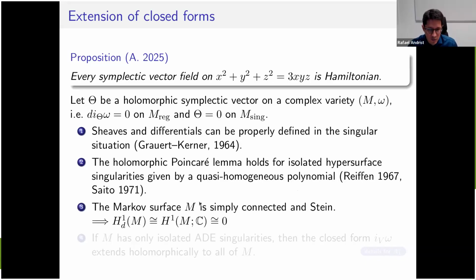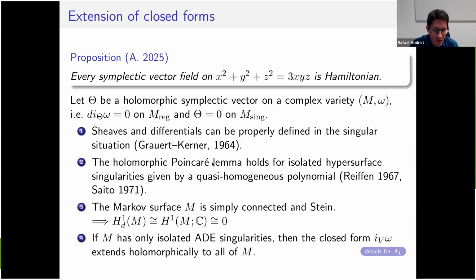Then we can use the standard argument from sheaf cohomology, and we get that the first group of the holomorphic de Rham cohomology is isomorphic to the first cohomology group with coefficients in the complex numbers, and this is trivial because it's simply connected. So then this works. But now we still have the problem here, right? Now we know, okay, everything works, but we still have our form not defined in the singularity. So one has to look at this more carefully.